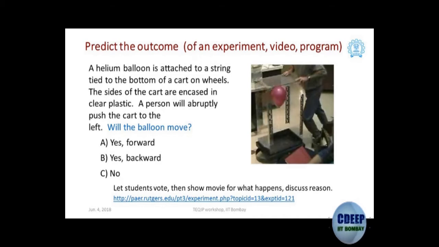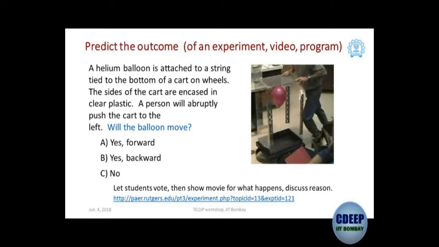In this case, what's happening is, I would have loved to do this because this is a very counterintuitive thing. What you see on the screen, this is a balloon here, the red thing. It's a helium balloon. It's tied to a thread which you can't see, but that's why it's floating, and the thread is tied to the bottom of this cart.